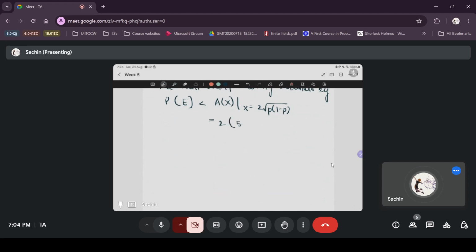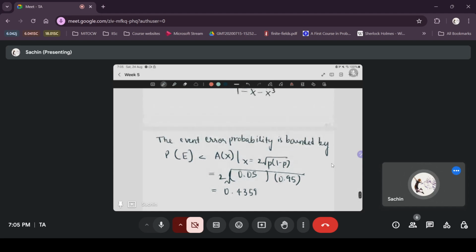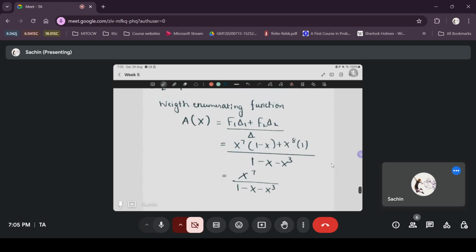So 2 into 5 into 10 power of minus 2. 5 into 10 power of minus 2 is nothing but 0.05, into, okay, there's a square root, into 1 minus 0.05 is nothing but 0.95. So you put that in a calculator and calculate the value, you'll get 0.4359. Okay, they'll definitely let you use a calculator for that, otherwise they won't ask. That's too ridiculous to do by hand.